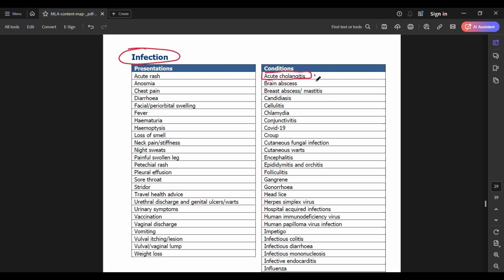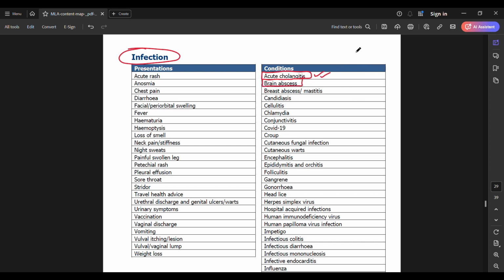Now this is a very important topic. It is a frequently tested topic. Do the presentation really well, do the management really well, do the examination of the abdomen really well, and know how to interpret lab findings, okay? So this could show up in your multiple choice questions or your OSCE stations. So do it well. Next you have brain abscess.